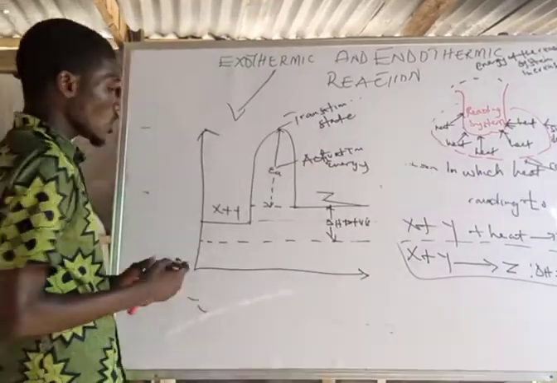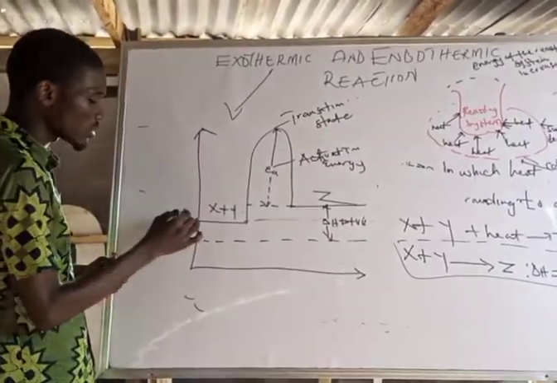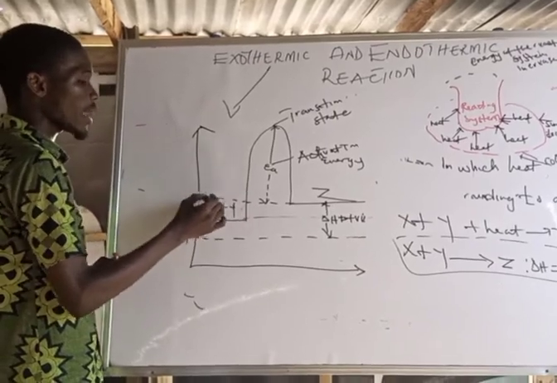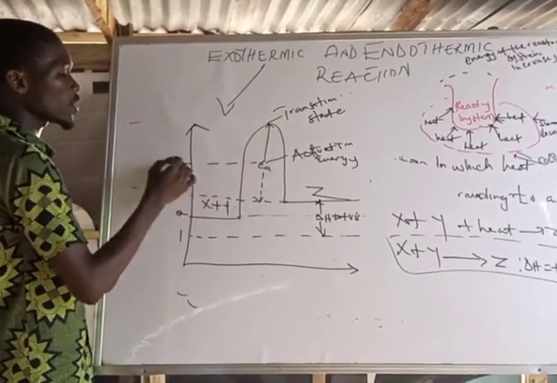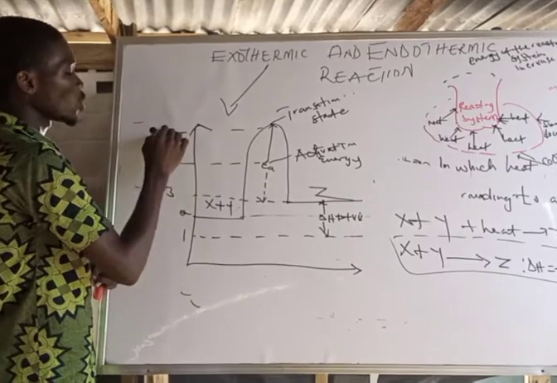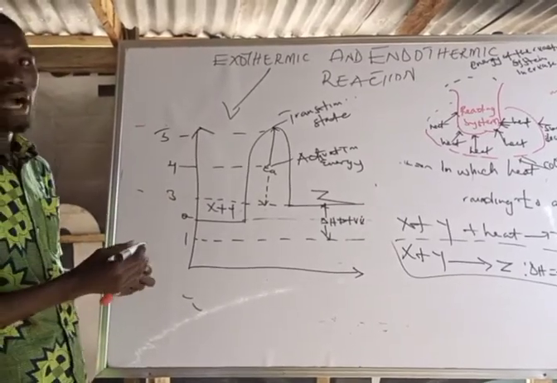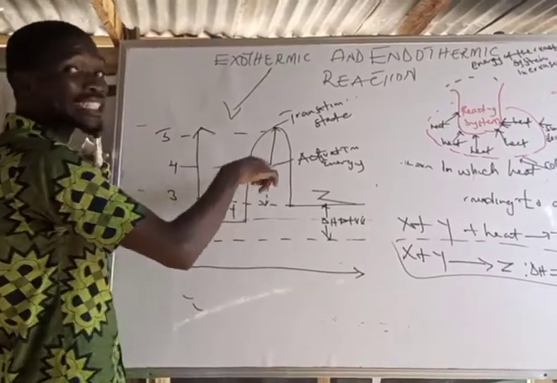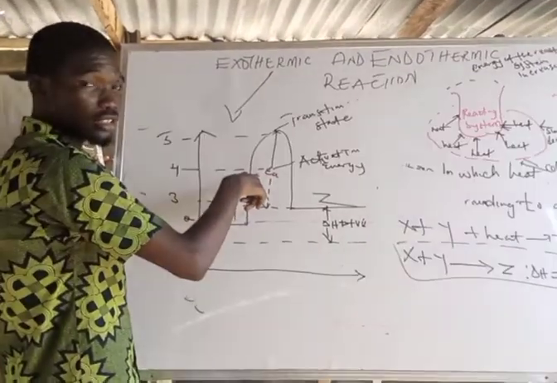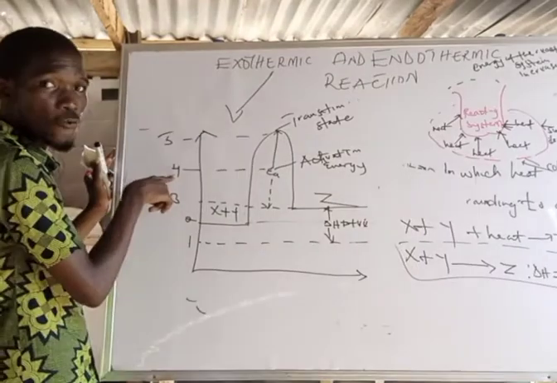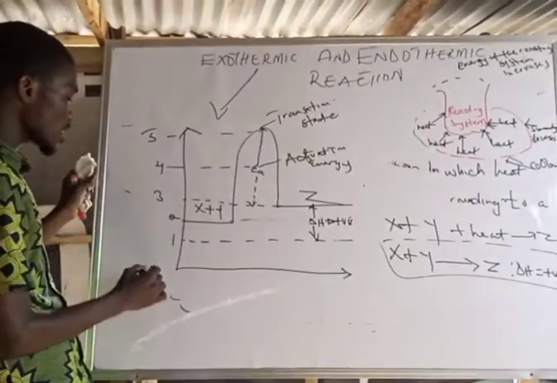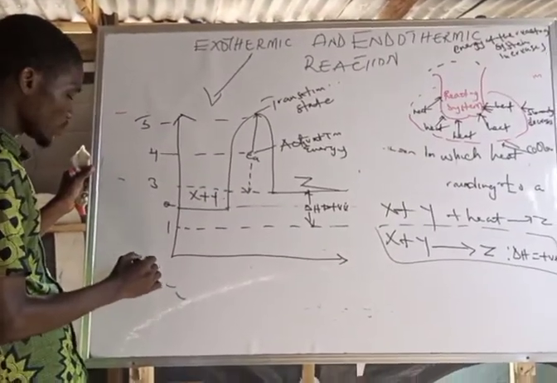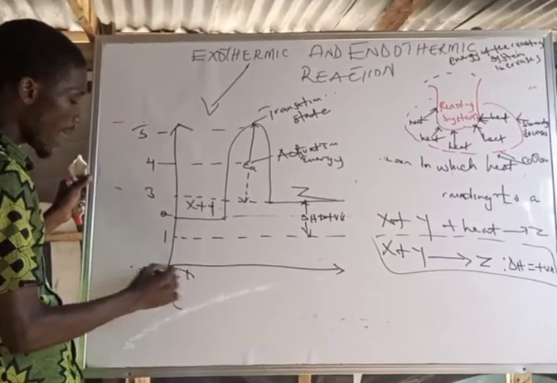So now we can decide to label this place 1, 2. Here we have 3. We can play this with 4, and our transition state to be 5. So in your JAM, you can be asked where your activation energy is located. The value here is 4, and the unit for that is kilojoule per mole.